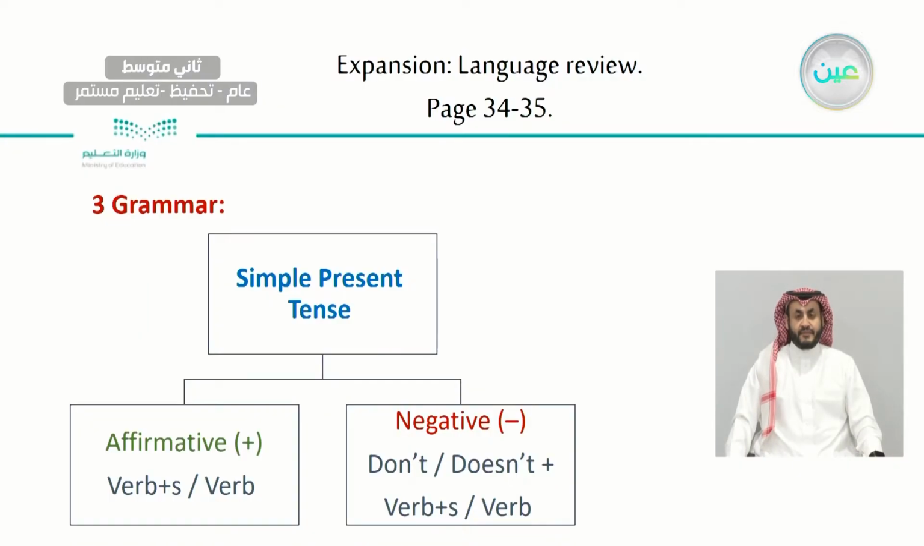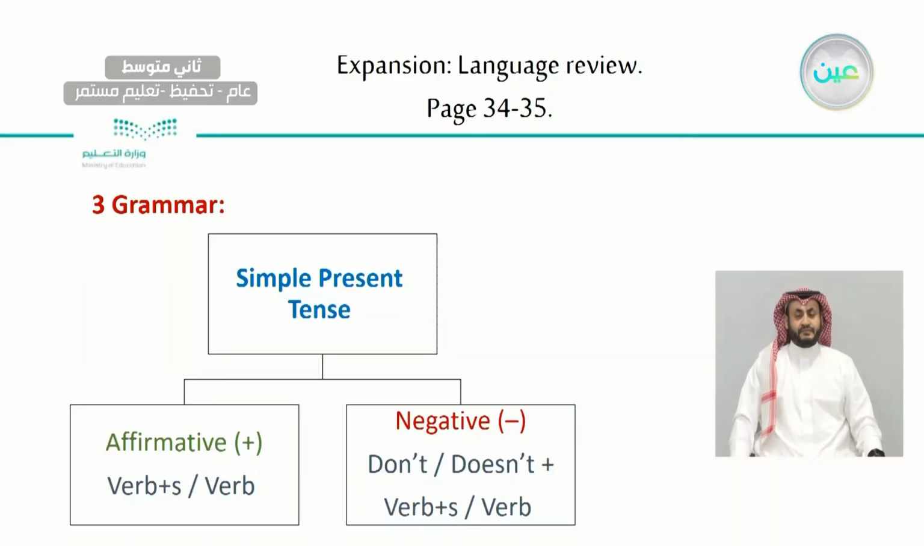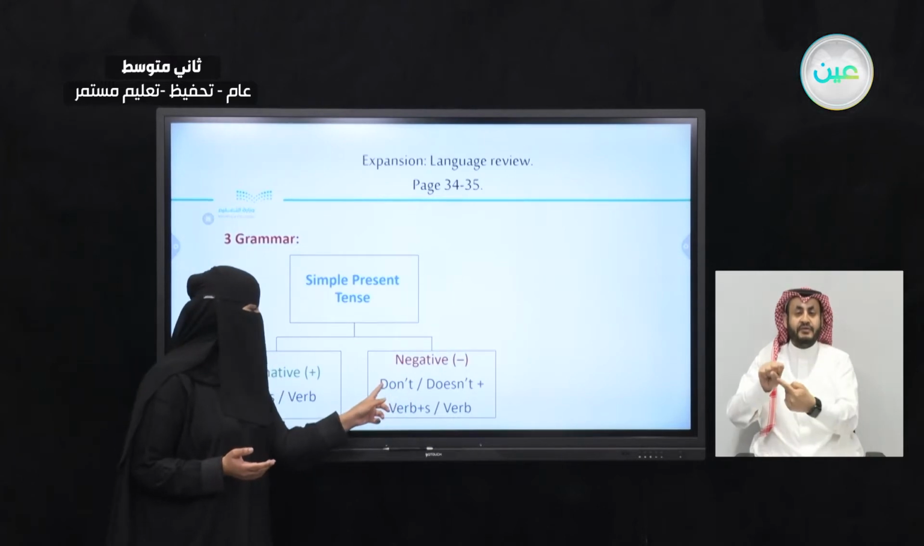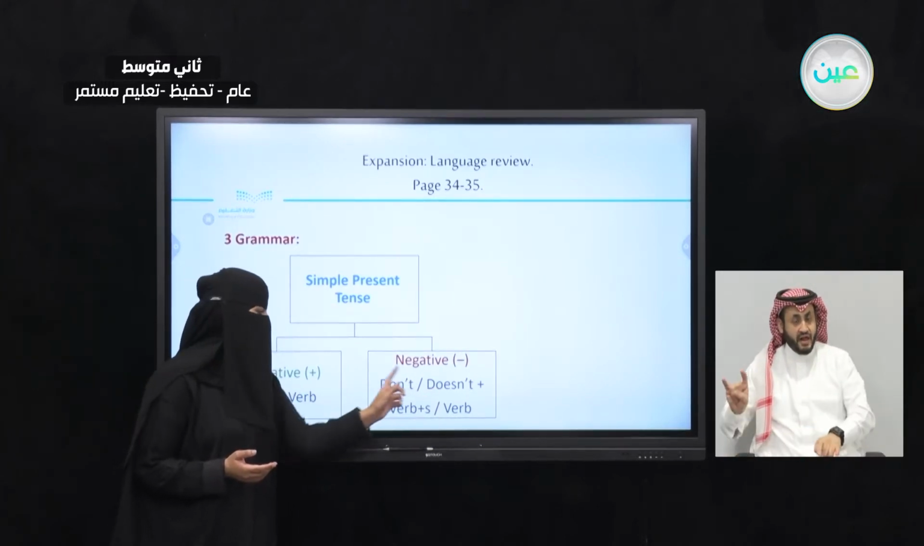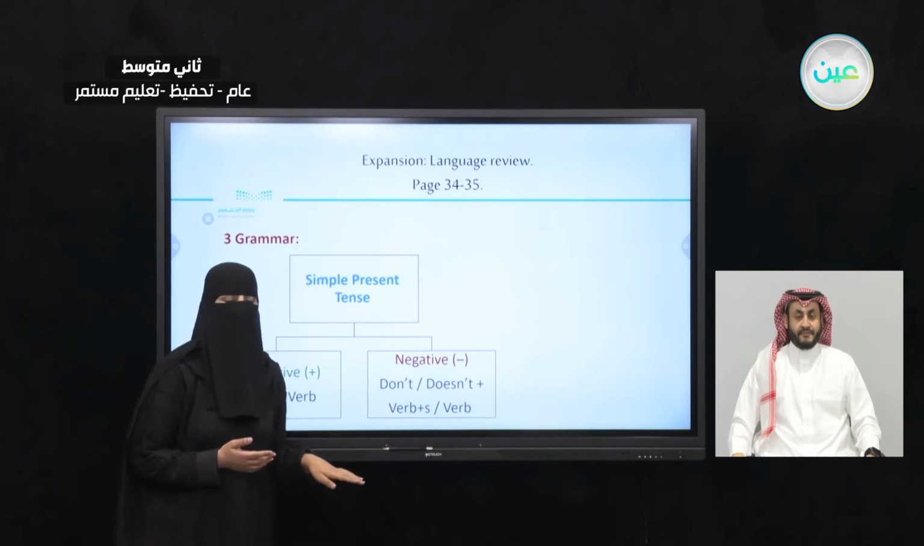So before we start and take a look at the examples we have here, let's review the simple present tense. So we have affirmative and we have negative. So what is the difference between these two? Affirmative, we have the verb plus s or the verb itself. But when are we going to add the s and when are we not going to add anything to the verb? So for the negative form, we have don't or doesn't plus the verb. And here we are going to see when are we going to add the s to the verb and when are we going to add nothing to the verb.